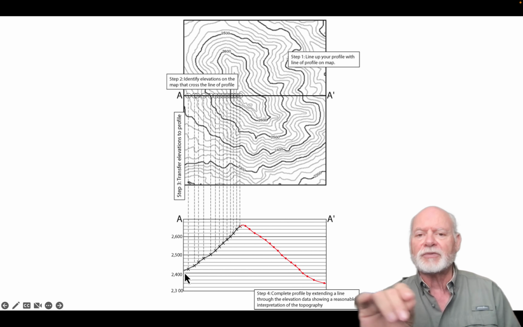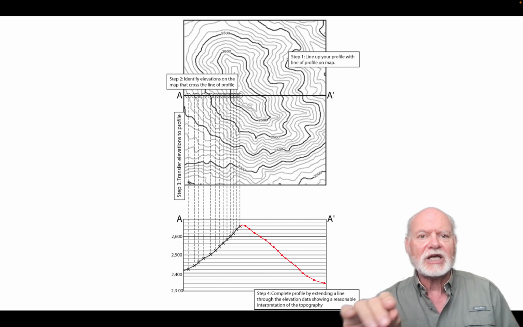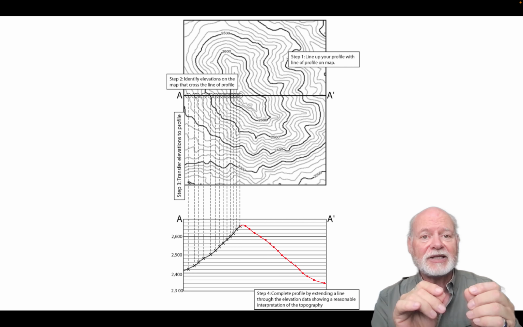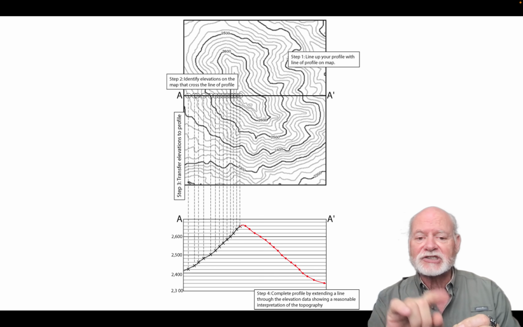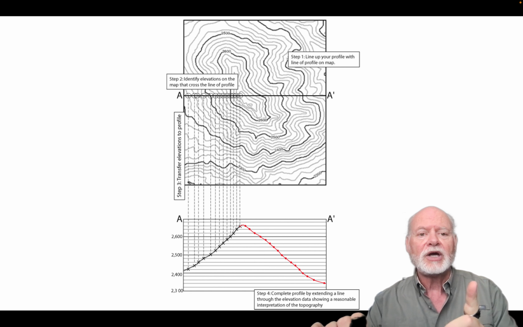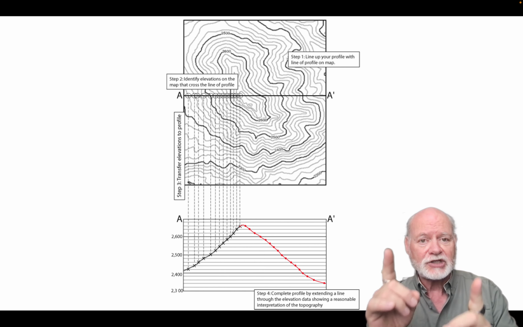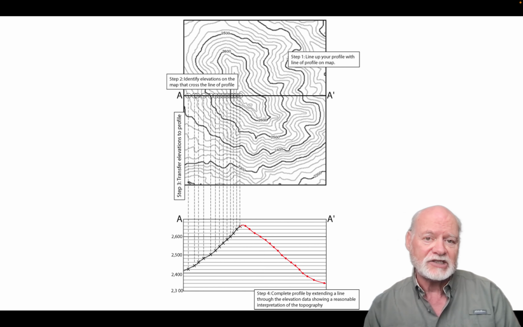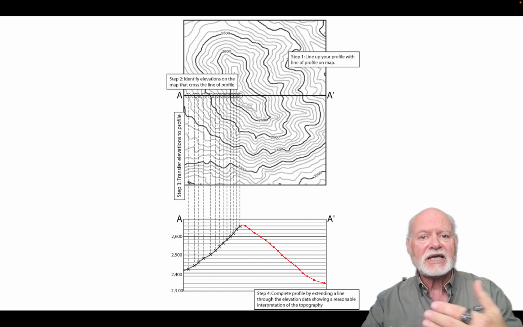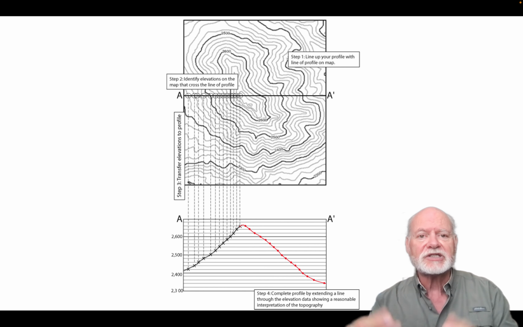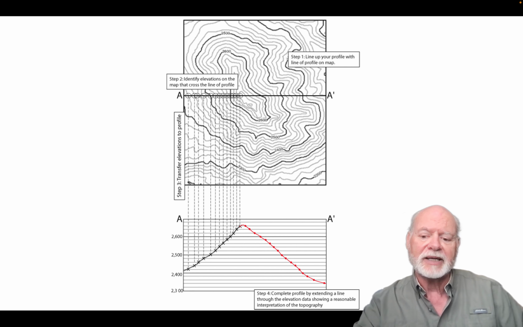It needs to go from A to A prime, or A to B, or X to Y, or Z to Q, whatever it is. But the profile line, the smooth line that goes through the dots, needs to connect from your beginning point, in this case A, to your end point, in this case A prime. So again, review the key, go over that. If you have questions, feel free to reach out to me.